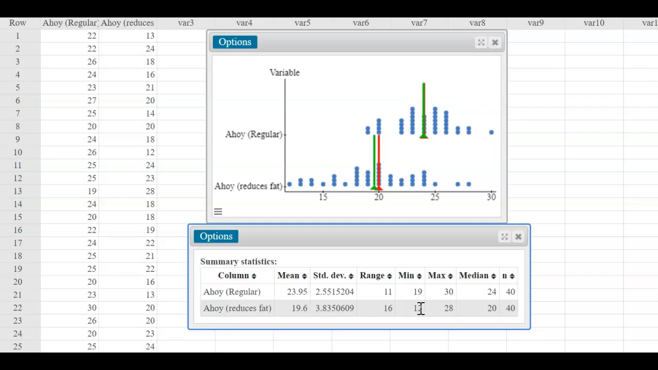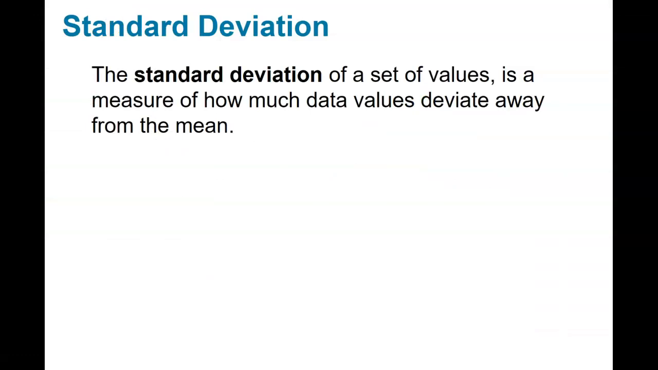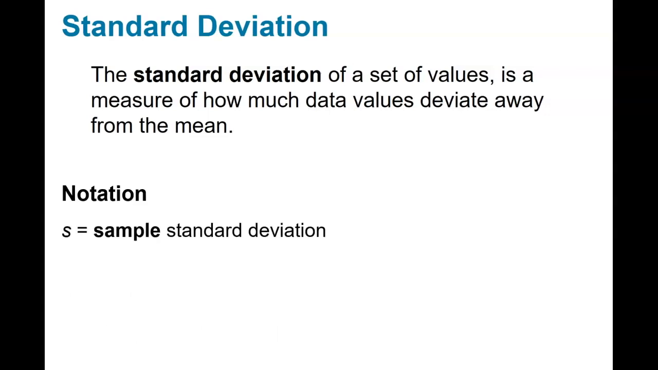Standard deviation measures how much data values deviate from the mean. Standard deviation in the Ahoy regular sample is approximately 2.6, and in Ahoy reduced fat it is equal to 3.8. To better understand and interpret this important characteristic of a data set, let's take a closer look at the definition and description of standard deviation. The standard deviation of a set of values is a measure of how much data values deviate from the mean. Sample standard deviation is abbreviated as s. Population standard deviation is abbreviated as small sigma.